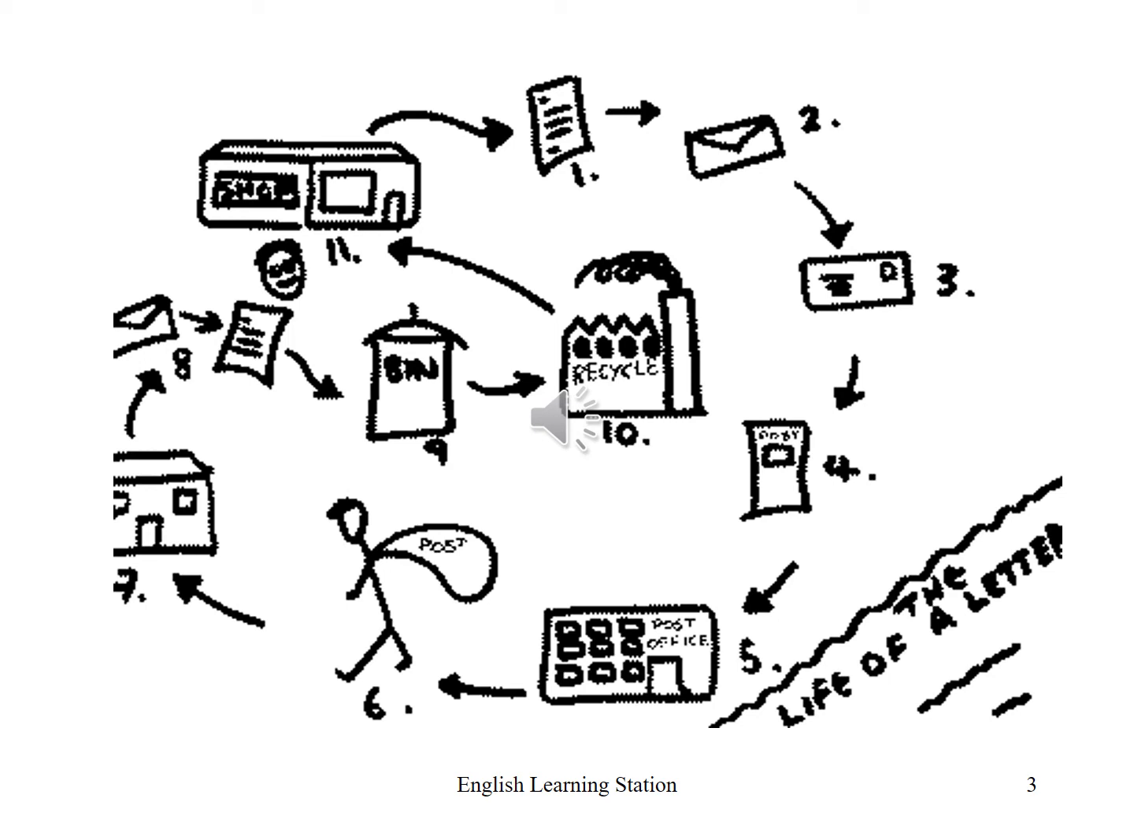Full stop. Then, the letter is put in an envelope. Following this, the address is written on the letter and a stamp is stuck on. After this, the letter is posted. Then, the post is collected and taken to the post office where it is sorted. Later, the sorted letter is delivered.